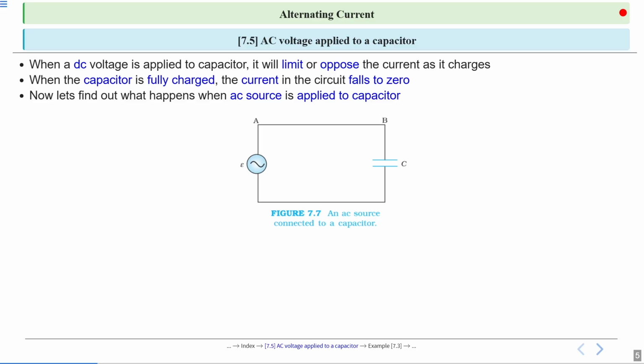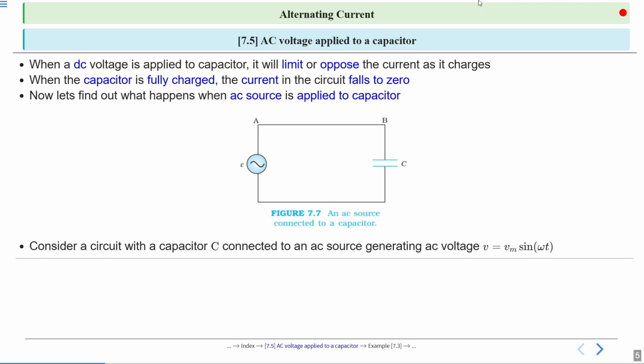Now this is the diagram, figure 7.7, in which a capacitor is connected to an AC source. Consider a circuit with a capacitor C connected to an AC source generating AC voltage V equal to Vm sin omega t. We have taken the same voltage V equal to Vm sin omega t in all types of circuits: resistive, inductive, or capacitive.